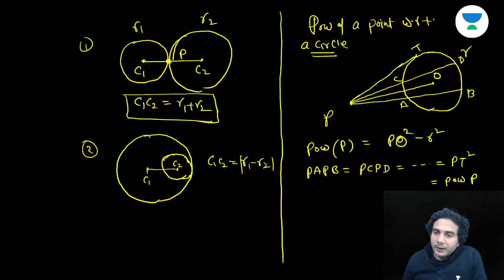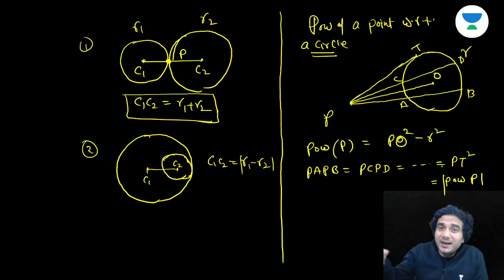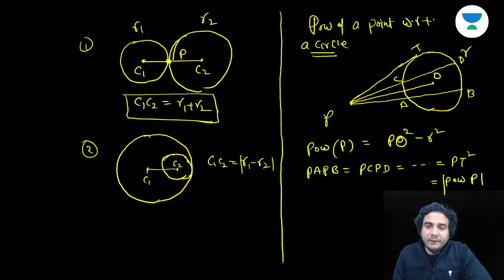Okay, power of point, and I'm putting mod because when P is inside, then power of point becomes negative because R will be more than PO, right? So mod of this value, PA into PB, will be constant, right? So this value will always be equal to mod of power of point P.